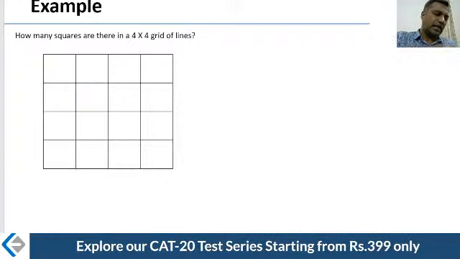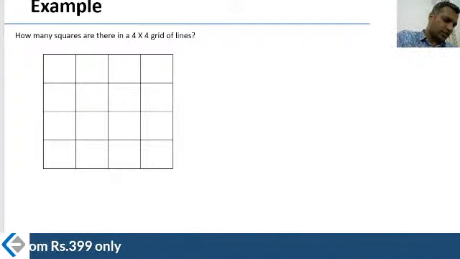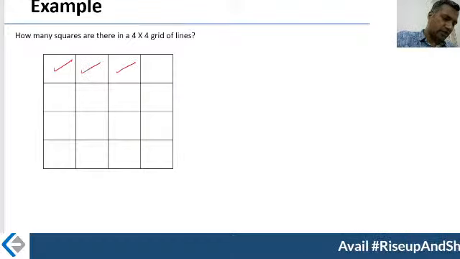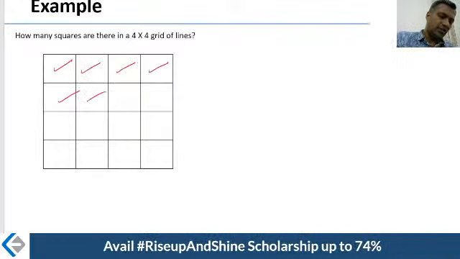Alright, the 4 by 4 grid lines are there. So, how many squares can be observed on this? Now, look, the unitary squares are 16. This is a unitary square, 1 unit by 1 unit. All these are unitary squares where I'm putting a tick. All these are unitary squares.